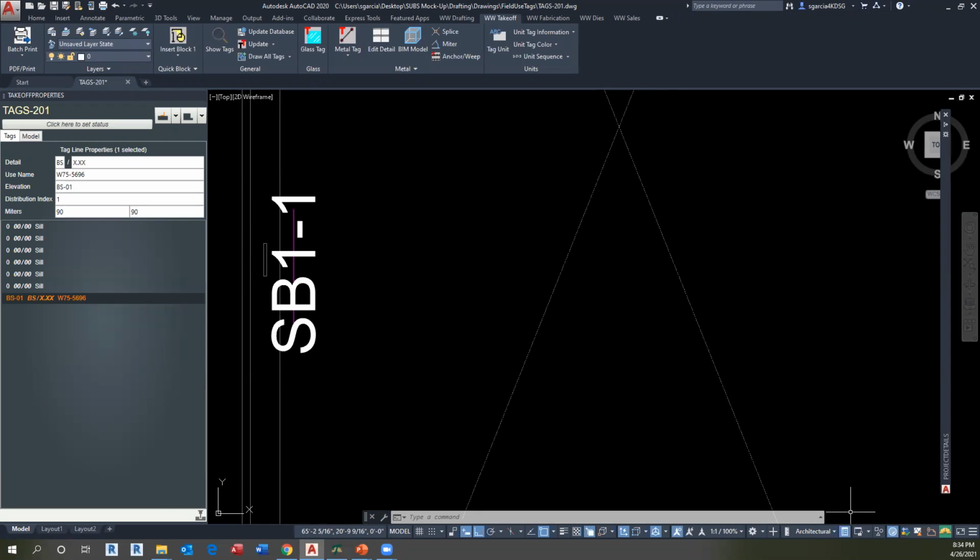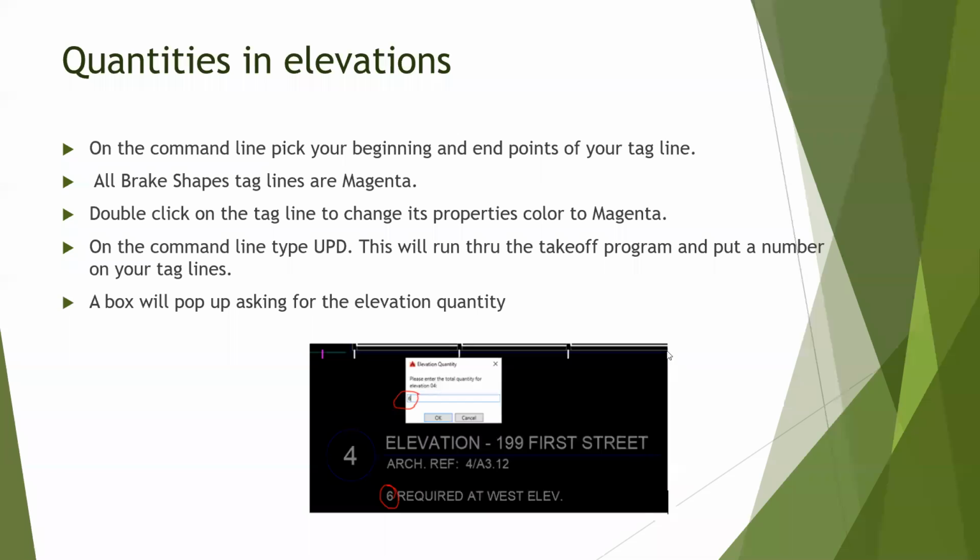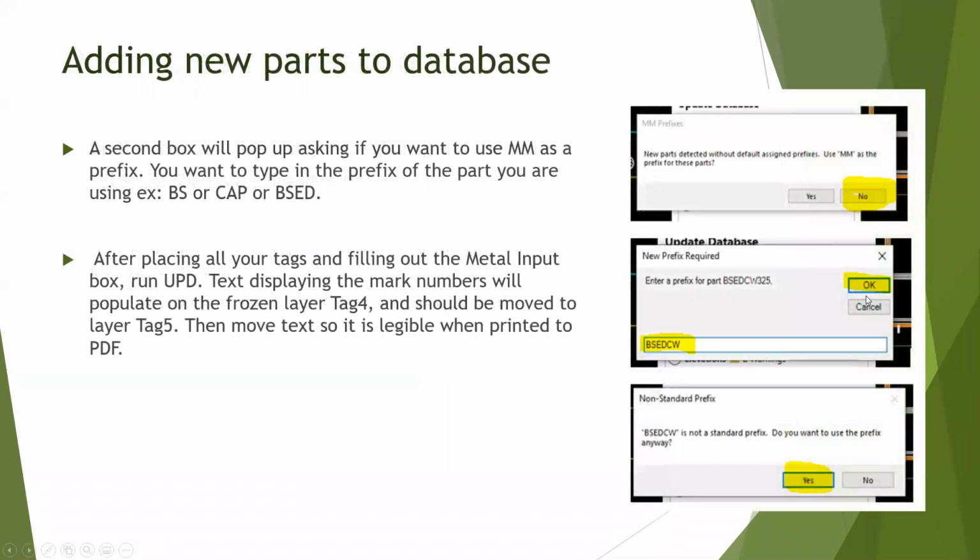Keep in mind, doing this, you probably will find other boxes the first time you run UPD. Those boxes are adding new parts to the database. For example, if it's the first time that the part is added to the database, a second box will pop up asking if you want to use MM as a prefix.